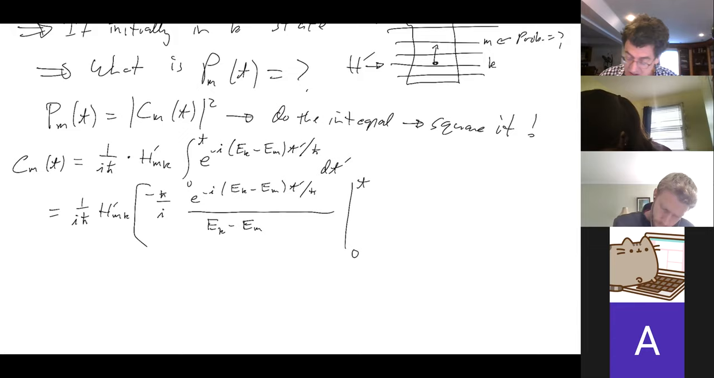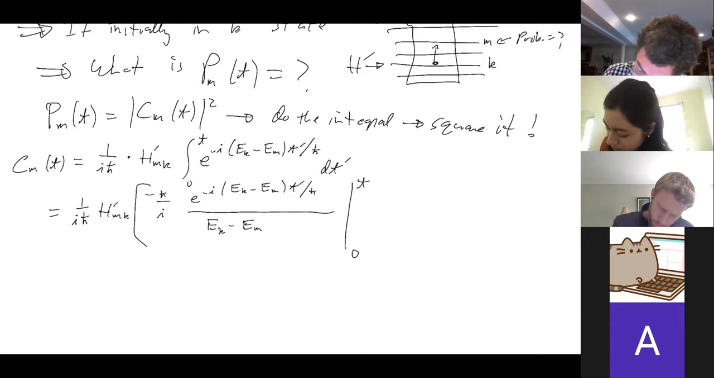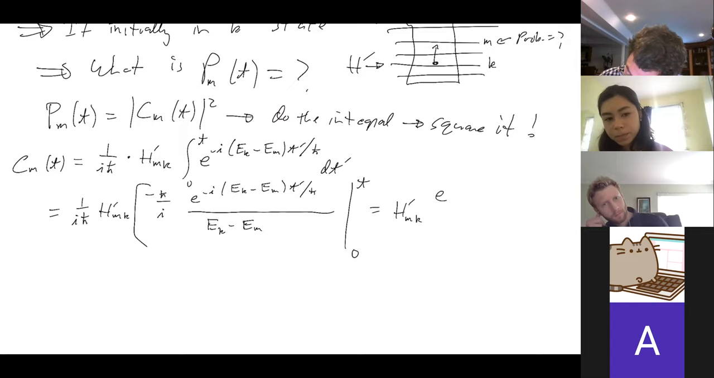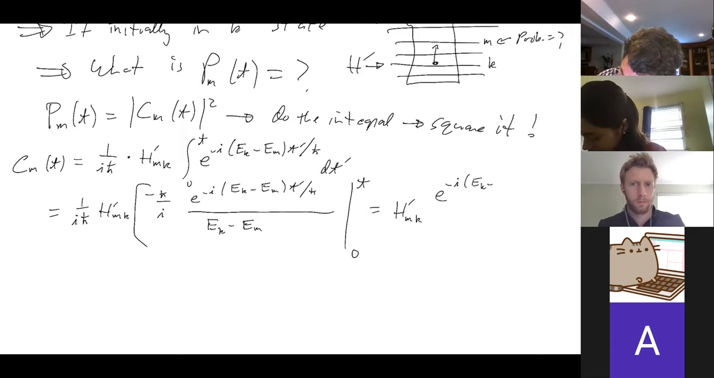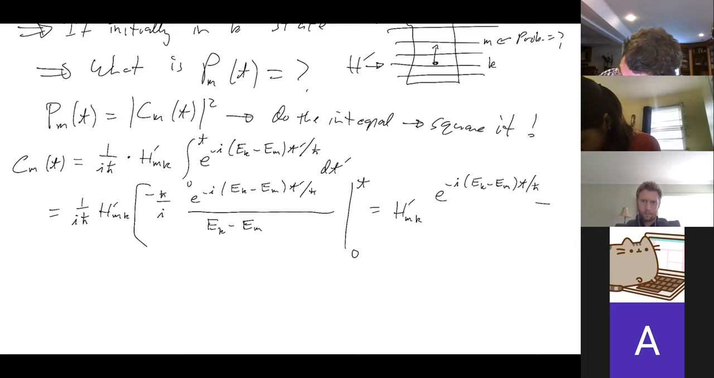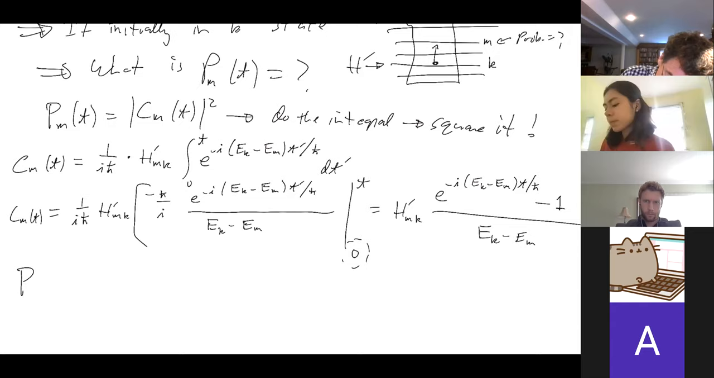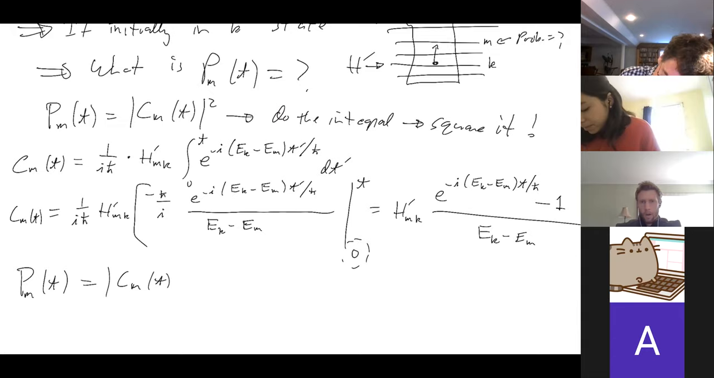So let's just plug in these limits. When I plug in the limits, those factors in front will cancel and it becomes H prime M K times e to the negative i (E_K minus E_M) t over h bar, then a minus one because of the zero. This guy gave us the minus one, all divided by E_K minus E_M. Okay, and so that's C_M of t, we calculated it. But now to get the probability to be in the M state, I have to square that. So I have to square this expression.